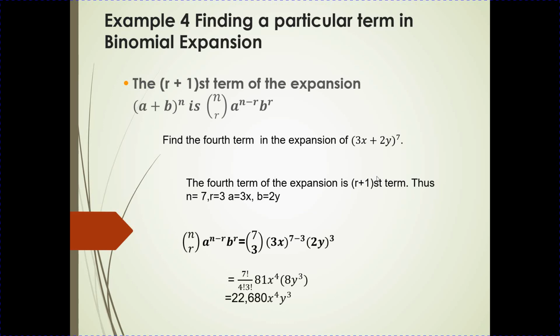Then plug into the formula, n choose r, a to the power of n minus r times b to the power of r. n is 7, r is 3, a is 3x to the power of 7 minus 3, b is 2y and r is 3. So simplify the expression, and finally the fourth term will be 22,680 x to the power of 4 times y to the power of 3. So this is example 4, the last example.